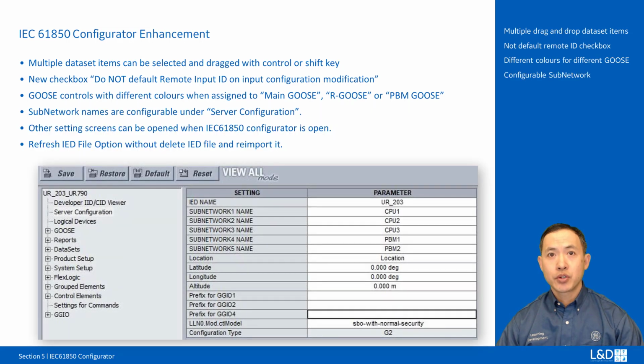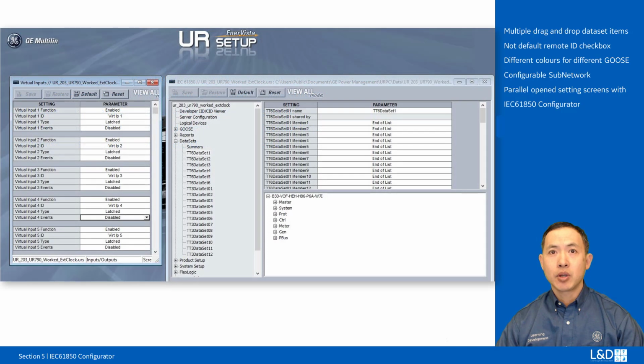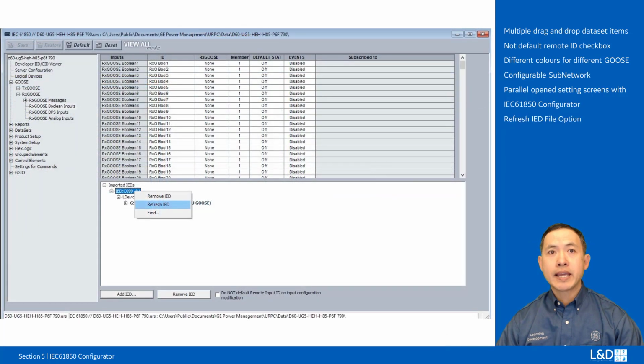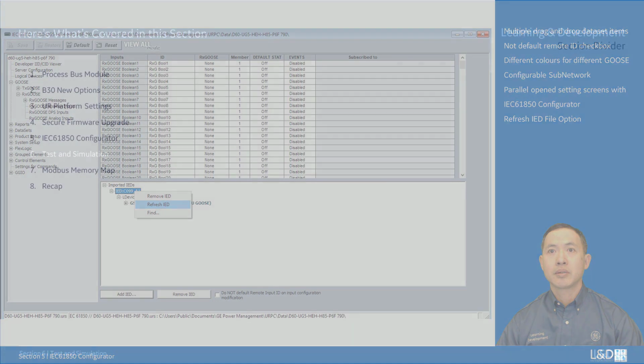On server configuration screen, sub-network names are configurable. Other screens can be opened while IEC 61850 is opened in the offline window. Refresh IED file option is added. User can refresh updated CID or ICD file without deleting or re-importing the file, as long as the file is saved under the same directory.